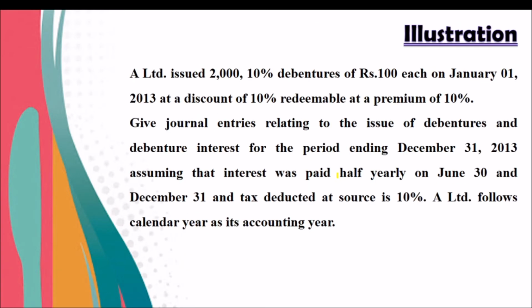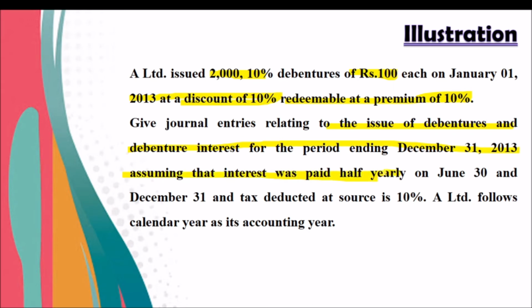Let us learn the concept by solving this problem. Please keep in your mind the entries for the due of debenture interest and entry related to the payment of tax for the government and interest to the debenture holder. A Limited issued 2,000 10% debentures of rupees 100 each on 1st January 2013 at a discount of 10%. It is redeemable at a premium of 10%. Give journal entries relating to issue of debenture and debenture interest for the period ending 31st December 2013. Assuming that the interest was paid half yearly.